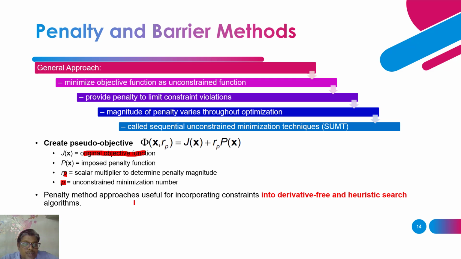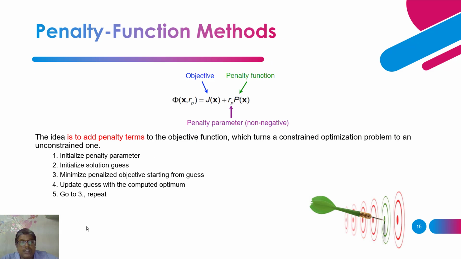The penalty method approach is useful for incorporating the constraints into derivative-free and heuristic search approaches. It's very, very important. Penalty procedures make these approaches derivative-free and heuristic search procedures, so people feel it is easier. That's why they go for this type of penalty function procedure.